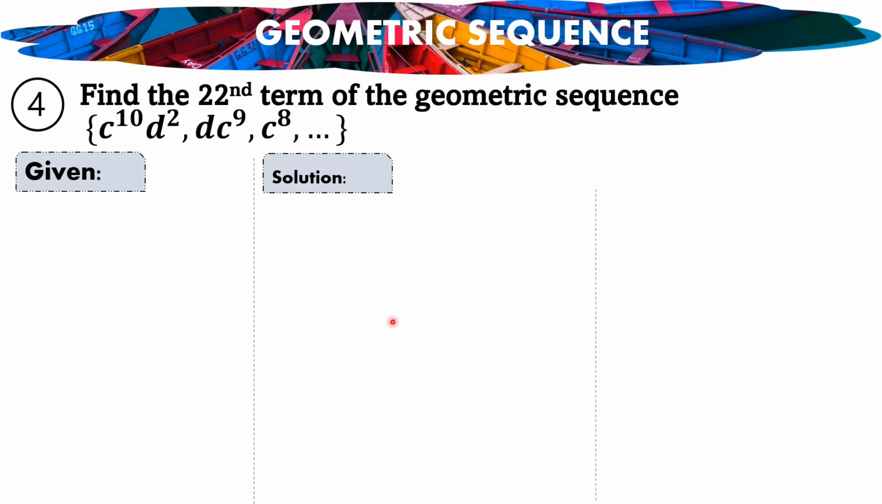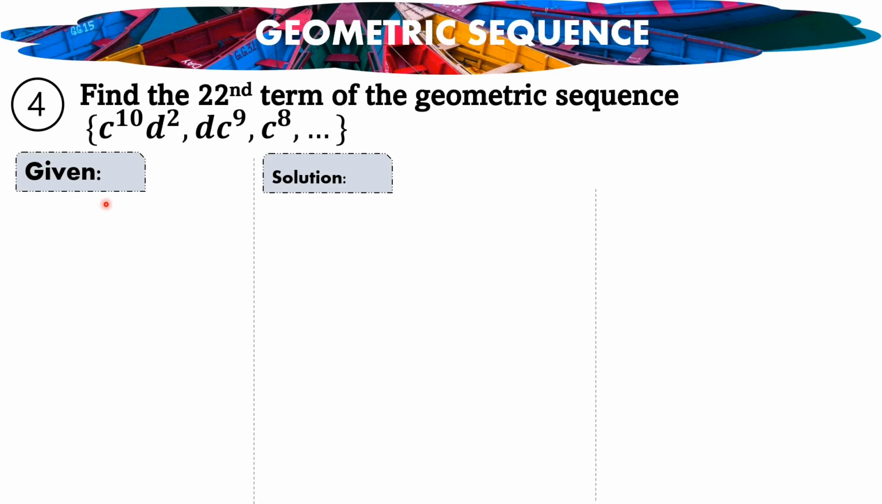Another example, number 4. Find the 22nd term of the geometric sequence c raised to 10 d squared, d c raised to 9, c raised to 8, and so on. Recall the law of exponents to perform operations on algebraic expressions. The video related to that is available in this channel.